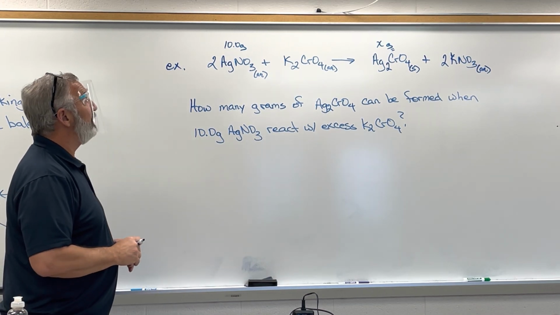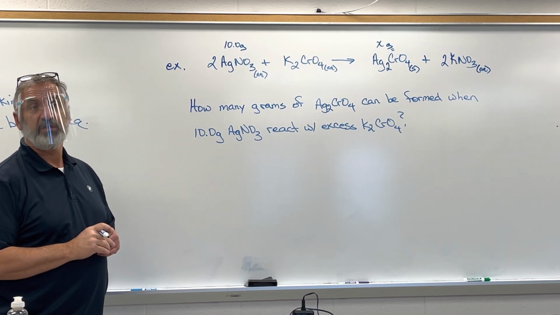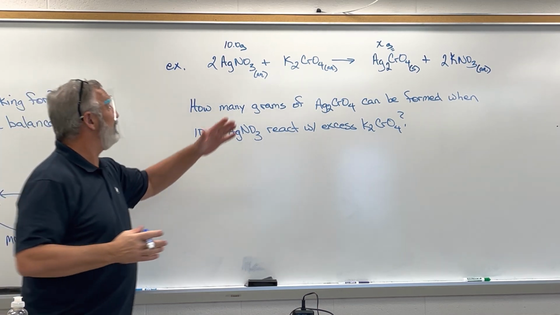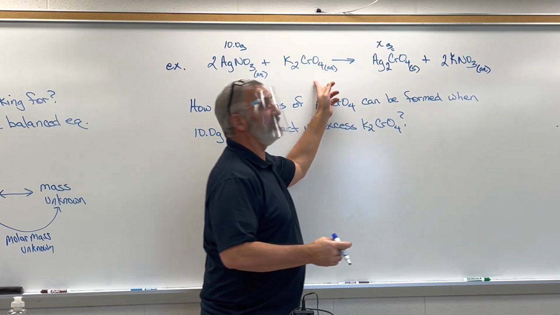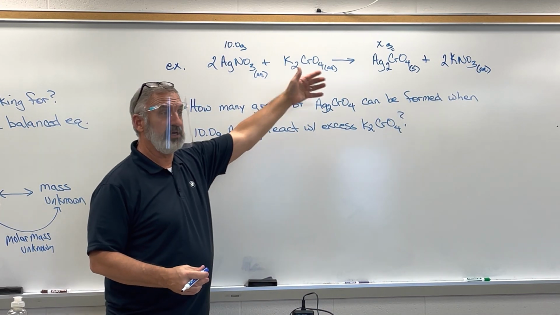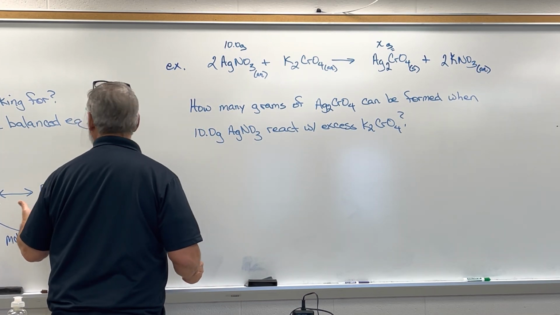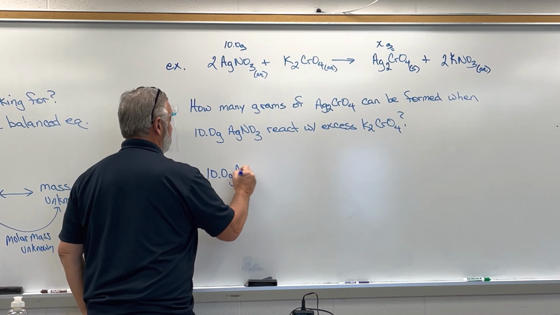So what's my mole ratio between the silver nitrate and the silver chromate? 2 to 1. Okay, so that third step is just kind of what we just looked at. Once I have my balanced equation, I don't worry about these two things. I'm only interested in my given and my unknown. So I'm going to solve the problem starting with what's given. I'm going to start with 10 grams of silver nitrate.